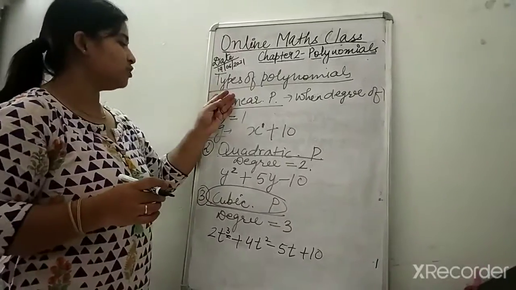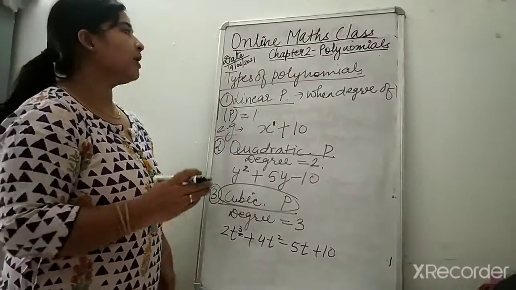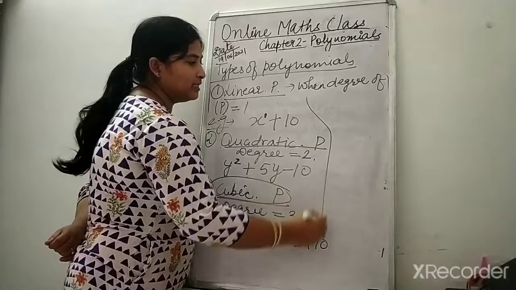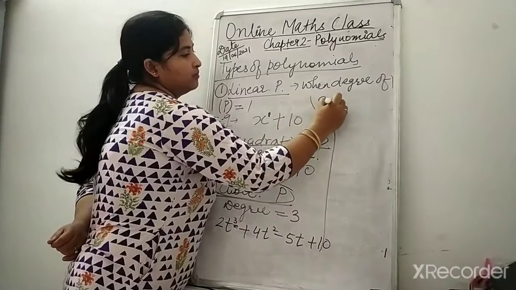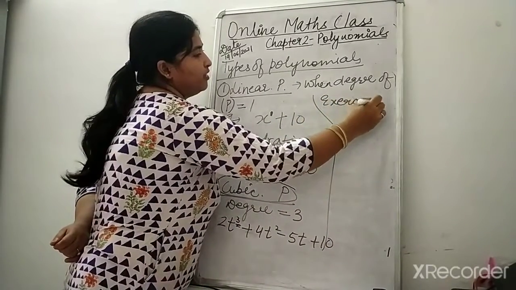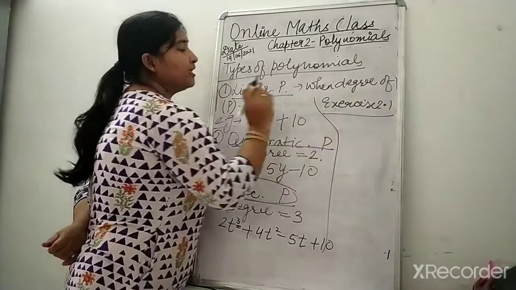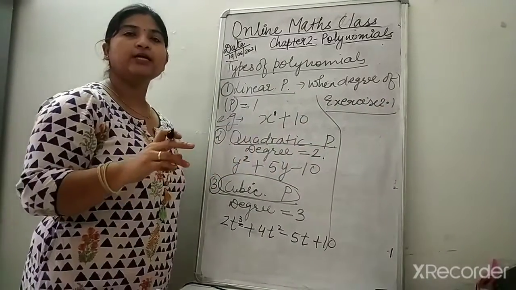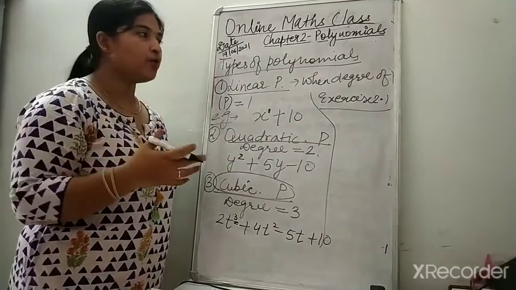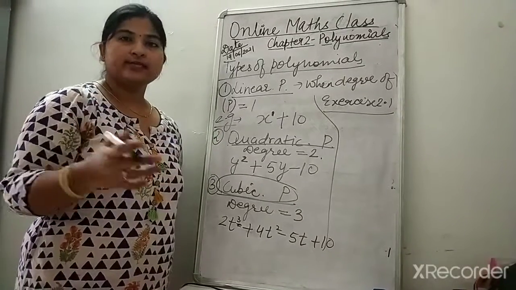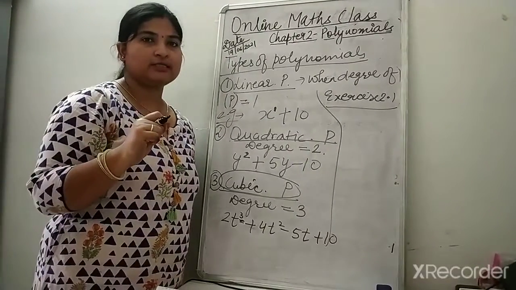Now I think you have understood linear, quadratic and cubic. The theory of exercise 2.1 has already been completed. Now what you have to do is try exercise 2.1 in your notebook, and whatever doubts you have, we will discuss in our live class. Till then, thank you.